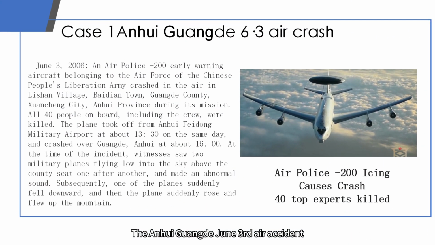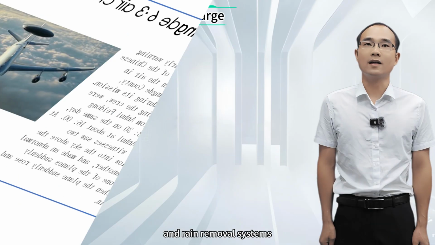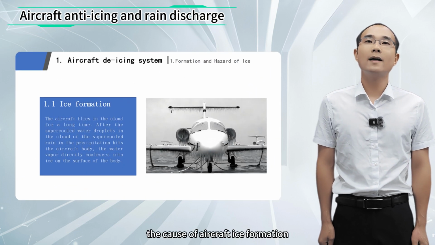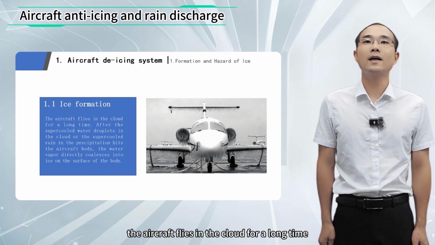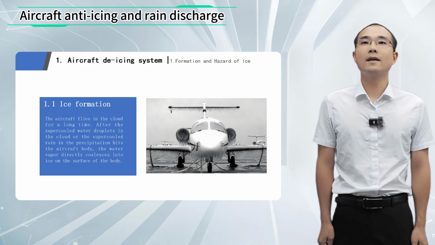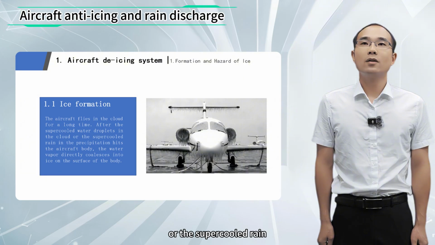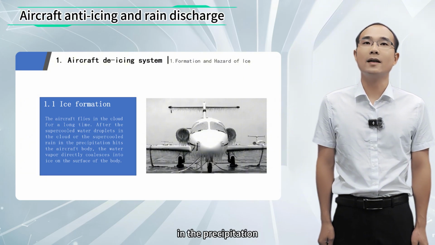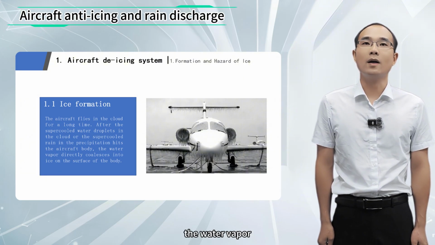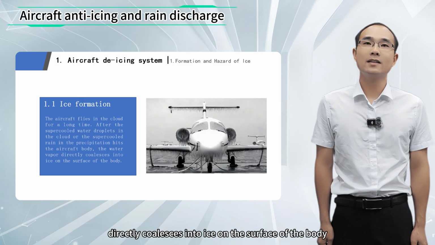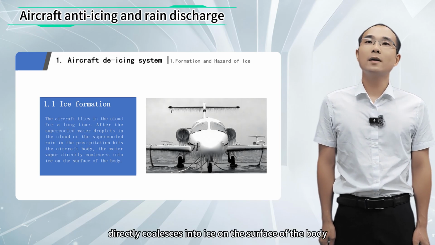The Anhui Guangde June 3rd air accident underscores the vital role of aircraft anti-icing and rain removal systems. The cost of aircraft ice formation: the aircraft flies in the cloud for a long time. After the supercooled water droplets in the cloud or the supercooled rain in the precipitation hits the aircraft body, the water vapor directly coalesces into ice on the surface of the body.